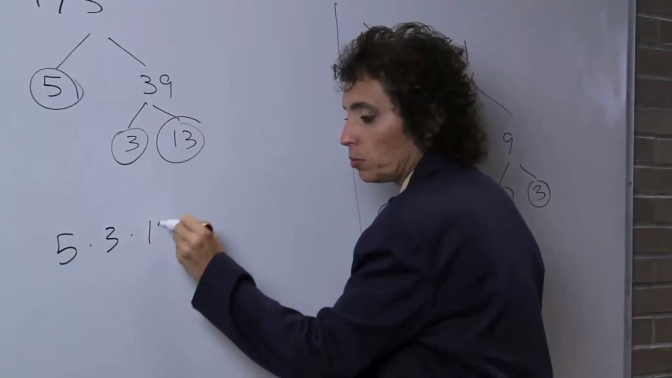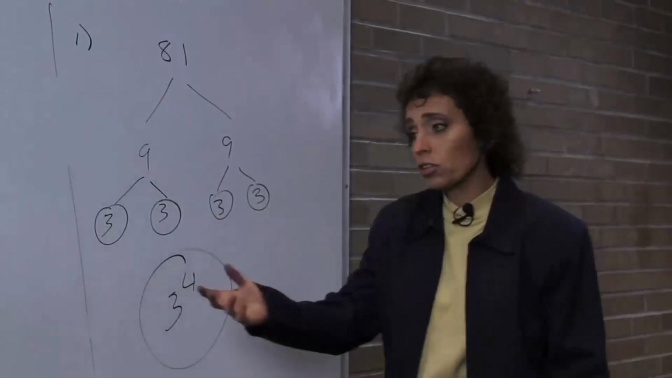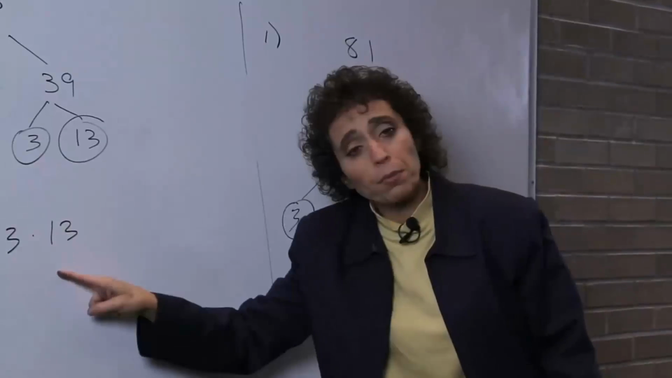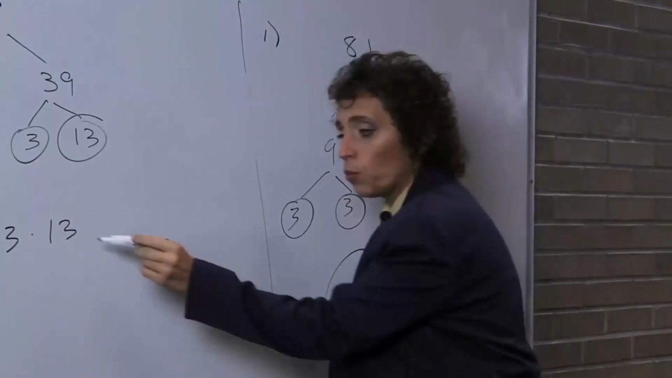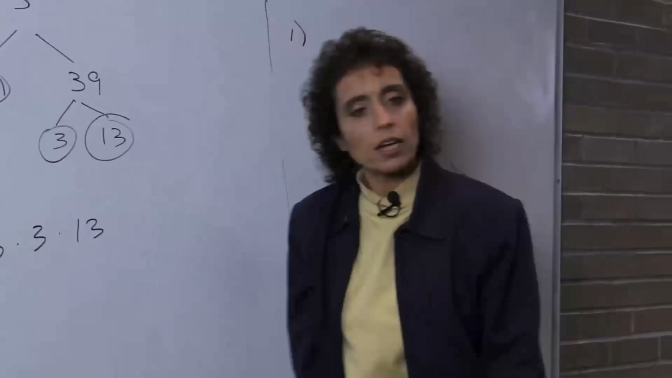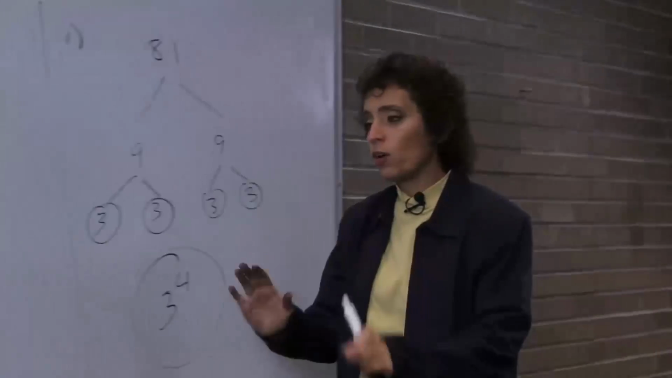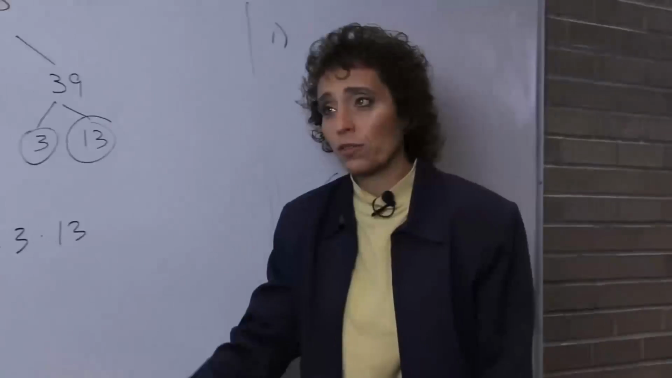So that's our answer: 5 times 3 times 13. That's our prime factorization. I know that these are all prime numbers, 5, 3, and 13. I know that when I multiply them together, guess what I get? Yes, I get 195. So that's it. You're done. Doesn't matter where you start. That's the point. And now we have only prime numbers as our factors.